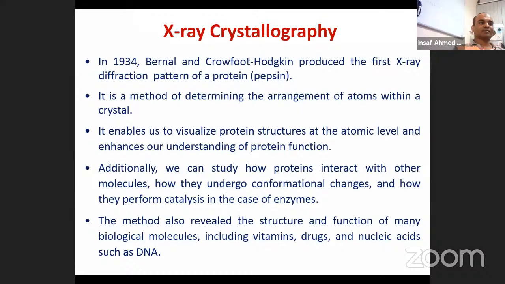This method is used to determine the structure and function of many biological molecules, not only the protein. It can be used for vitamins, it can be used for drugs, it can be used for nucleic acids like DNA and RNA.